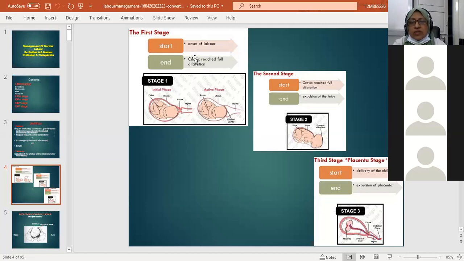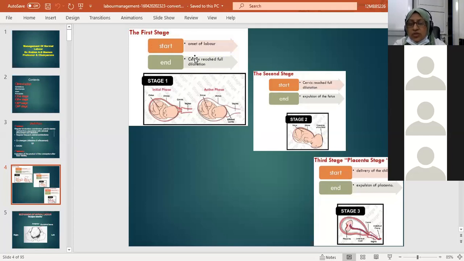Now the duration of the first stage in the primigravida is 10 to 12 hours. It should not be more than 12 hours. The duration of labor should be 12 hours in the primigravida. It is 6 to 8 hours in the multigravida. The first stage has the latent phase and the active phase.